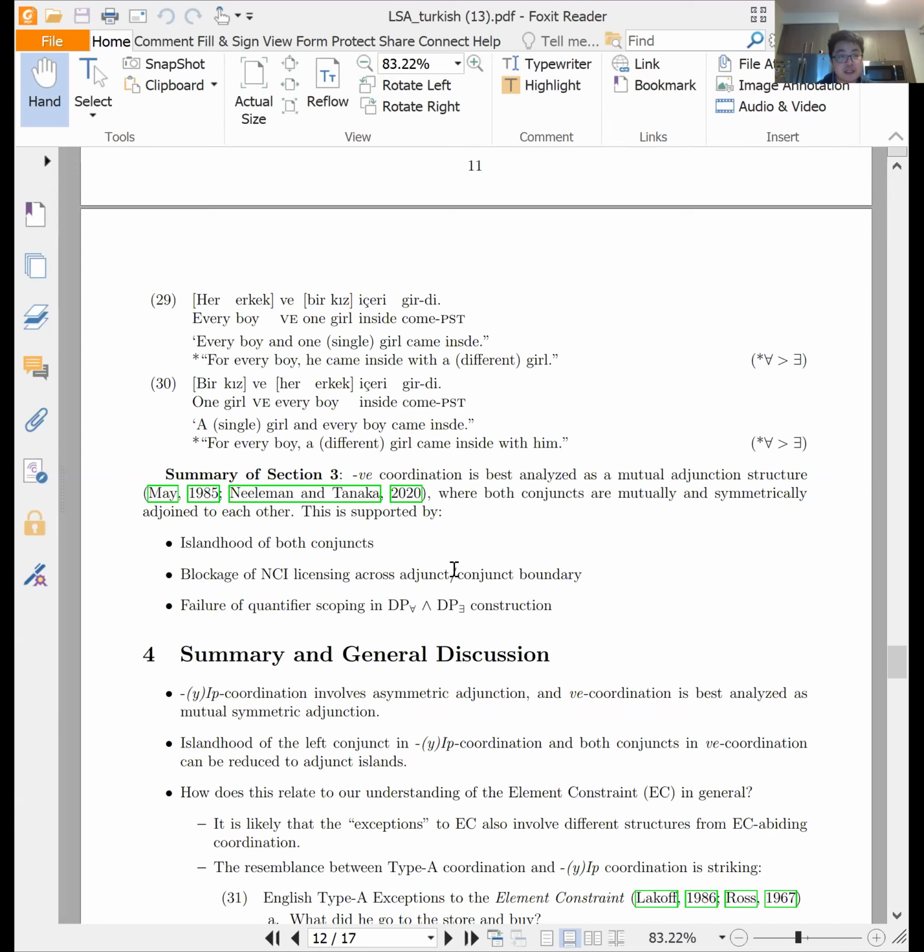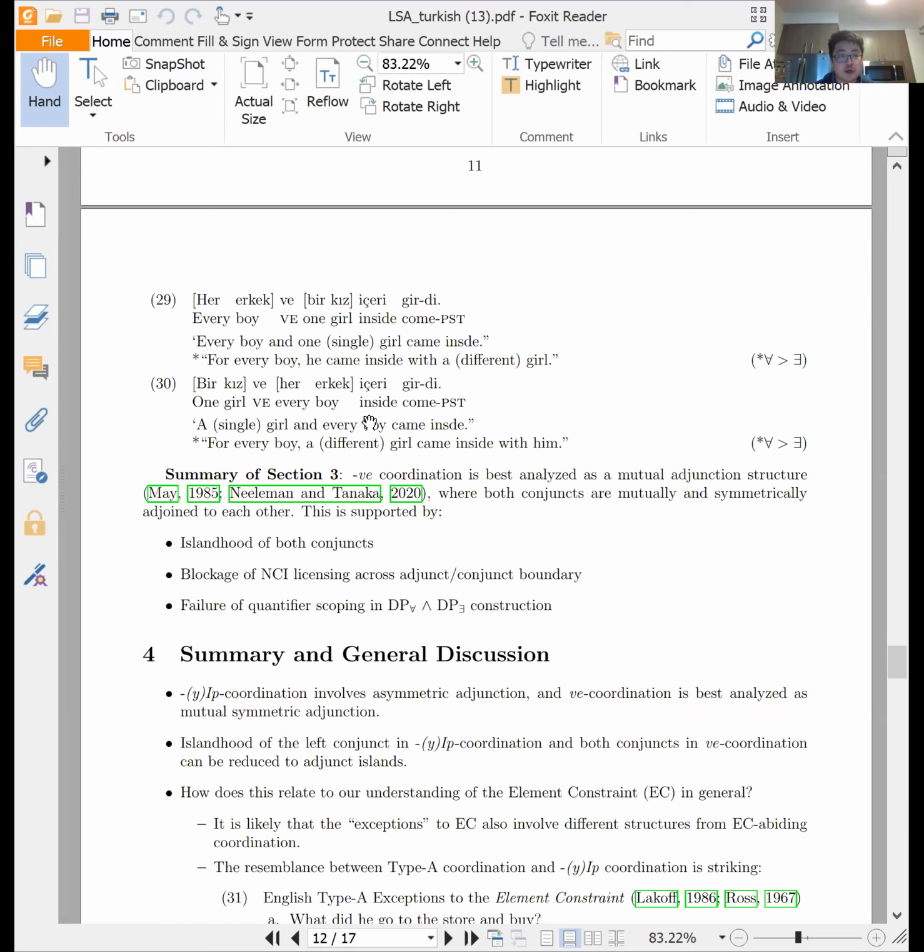So the only interpretation of this sentence is that every boy and one single girl come inside. The interpretation which is available in Chinese and in English, where the universal quantifier scopes over the existential, basically for every boy, he came inside with a different girl, is not possible in Turkish.